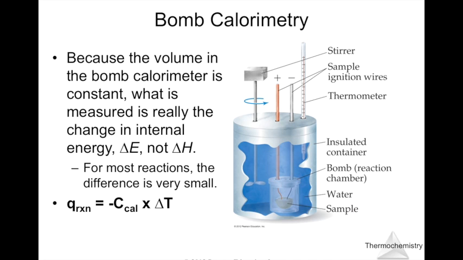But because the volume in the bomb calorimeter is constant, what's really being measured is going to be a change in delta E, not delta H, right? So we can't just say that heat is delta H like before, because now we're not at constant pressure. It's sealed, and so the pressure can be changing, so we can't make that assumption. For most reactions, it really isn't a huge difference, so you don't have to worry about it too much. So in this case, the Q of the reaction is going to be the negative of the heat capacity of the calorimeter times delta T.